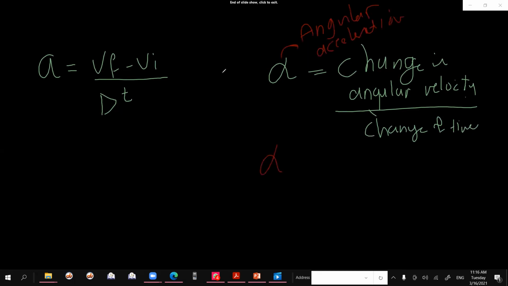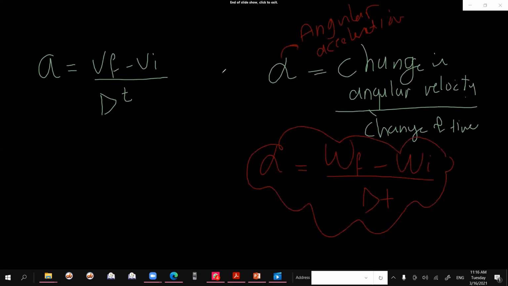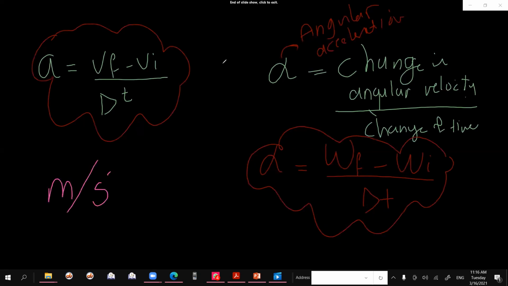So the angular acceleration formula is omega final minus omega initial over delta t, where omega is an angular velocity. Here you have to change the names that you know for the rotational. This is for the angular acceleration. And for the linear acceleration, we have v final minus v initial over t. Now, what about the units? The unit for the linear acceleration, as we know before, is meter per second squared. And the unit for an angular acceleration will be radian per second squared.